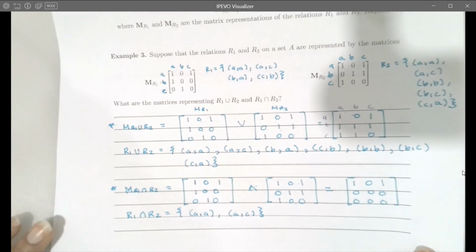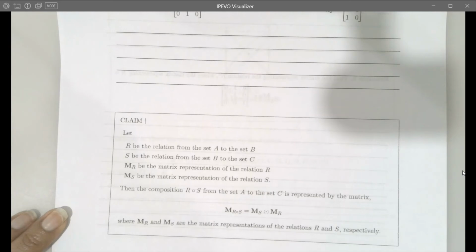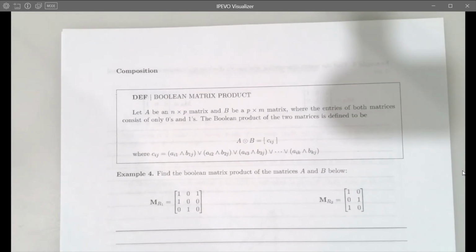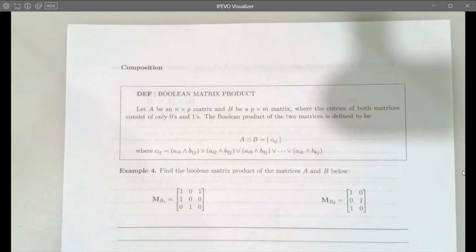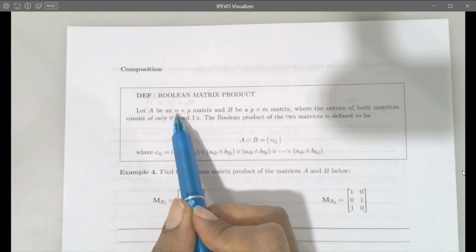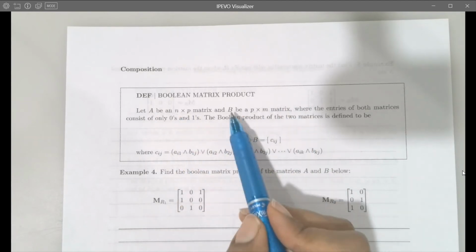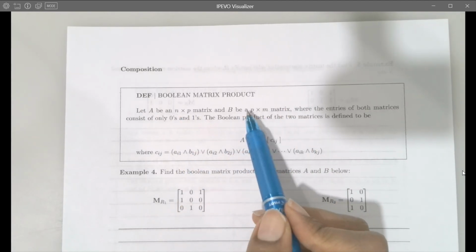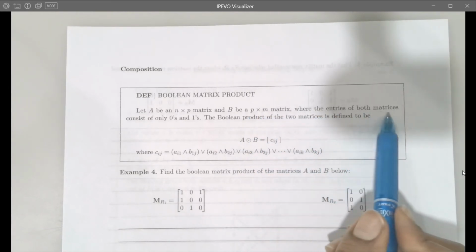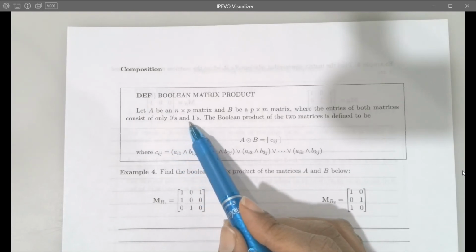So that's how we can use the matrix to find intersection and union. What about composition? For composition, we can also find it using some type of matrix operation, but in order to do so, we need to know what the Boolean matrix product is. So we're going to let A be an n by p matrix. What that means is it has n rows and p columns, and B be a p by m matrix. So that means that it has p rows and m columns. And then the entries of both matrices consist of only zeros and ones.